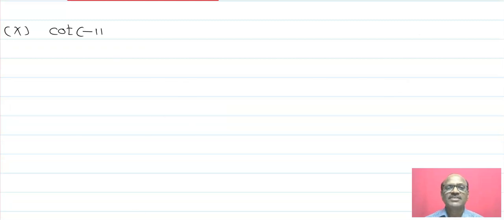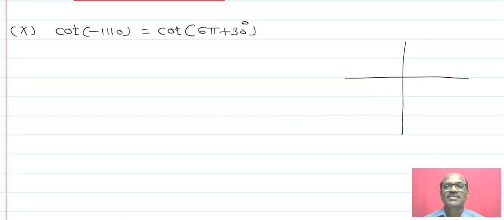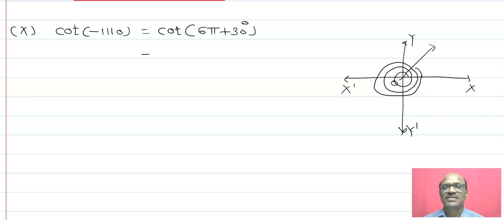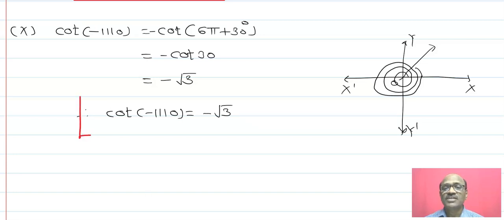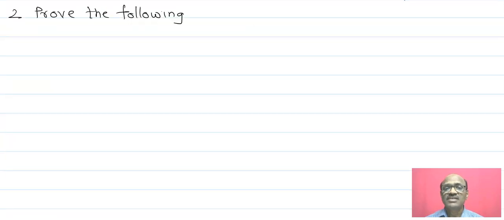Next. Now the next is cot of minus 1110. Now see this, the angle is written in this manner, that is 6 pi plus 30. But before that, I had made a small mistake, that the angle is minus 1110 and it reflects the negative sign. Therefore, minus cot of 6 pi plus 30, function remains as it is because it is an integral multiple of pi. Overall, it is minus cot of 30. It comes in the first quadrant. That is why it's minus root 3.